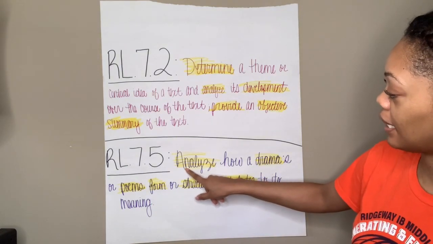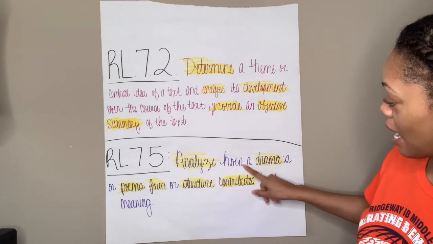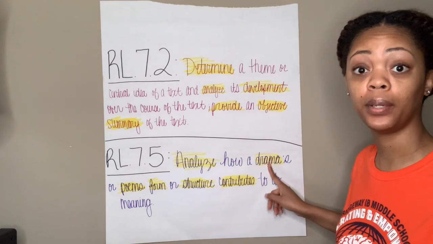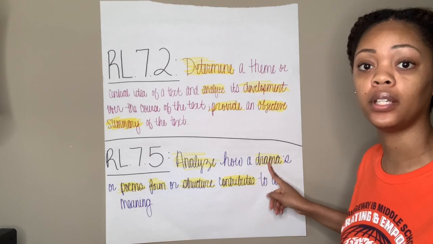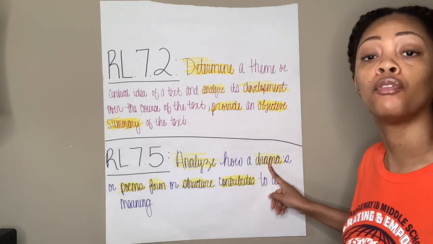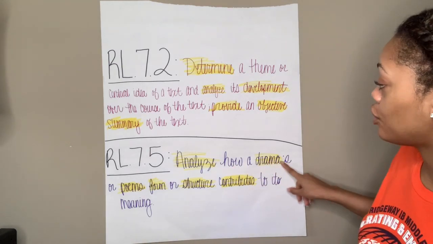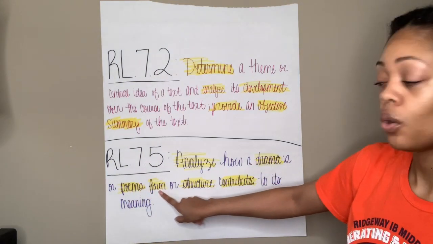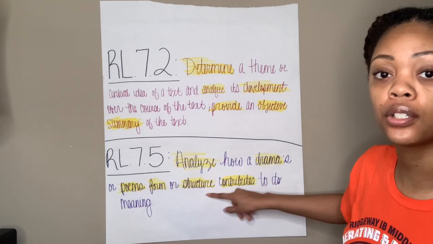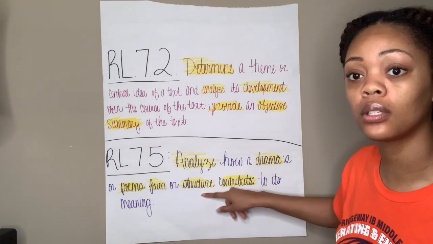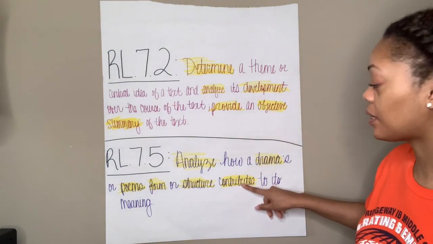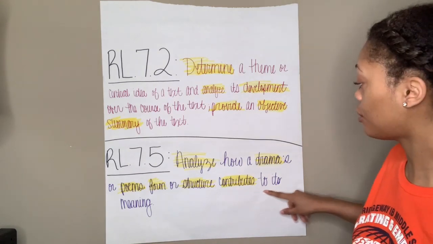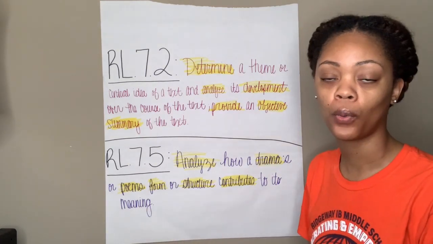Start that over. Analyze and break down how a drama, which would be a play, a live act, a movie, a film, things that are performed on stage, or a poem's form or structure, focusing on how it is built and how it adds to and gives to the meaning of that poem or that drama.